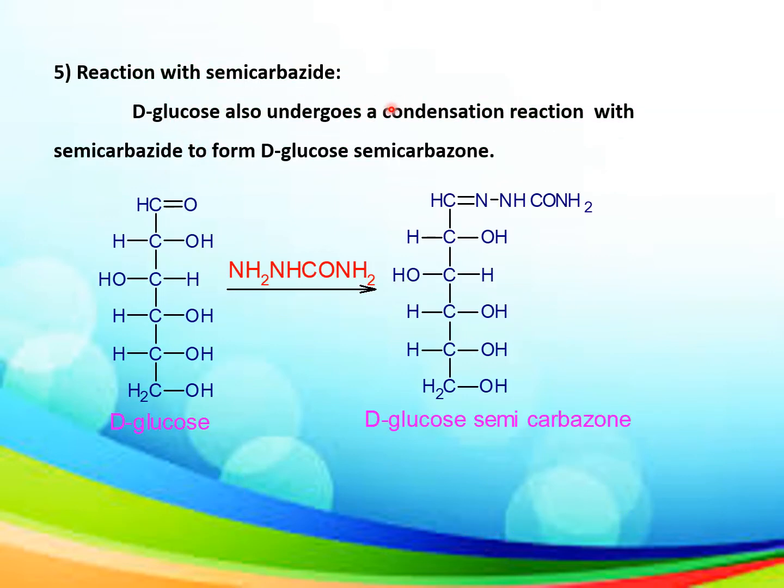Reaction with semicarbazide. D-glucose undergoes a condensation reaction with semicarbazide to form D-glucose semicarbazone. This is glucose. It reacts with semicarbazide, NH2NHCONH2. This oxygen and these two hydrogen combine together and eliminate as water molecule, and then we will get this product. This double bond is left here. N, NH, CO, NH2. We will get D-glucose semicarbazone.